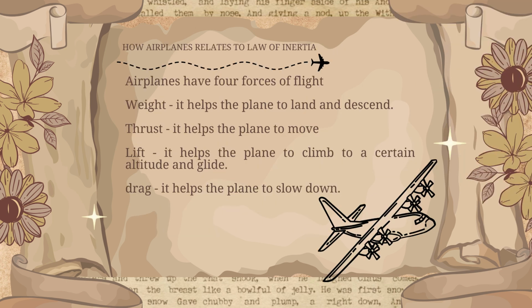How do airplanes relate to the law of inertia? Airplanes have four forces of flight. Weight helps the plane to land and descend. Thrust helps the plane to move. Lift helps the plane to climb to a certain altitude and glide. And drag helps the plane to slow down.